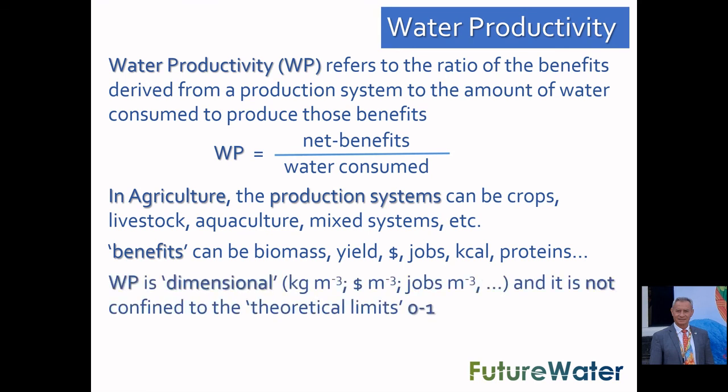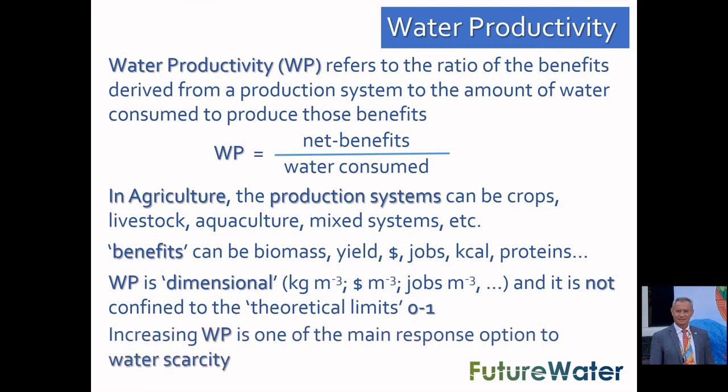So generally, water productivity is dimensional. So you have kilogram per cubic meter or dollar per cubic meter or job per cubic meter, and it is not confined to the theoretical limits of the efficiency, the engineering or hydrological efficiency, 0 to 1, when both numerator and denominator have the same units. So increasing water productivity is one of the main response options to water scarcity.